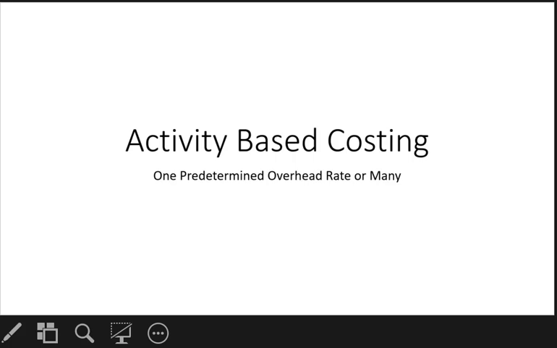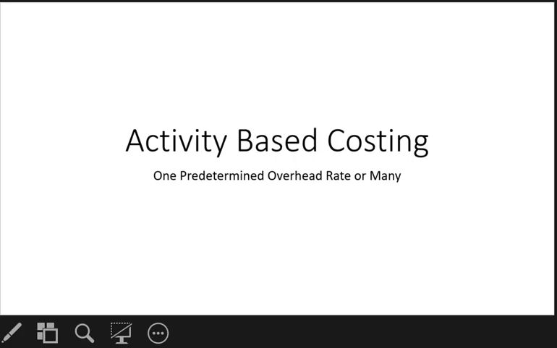So in Chapter 1 we did job costing and we learned about the idea of a predetermined overhead rate, where we take the overhead that we estimate for the upcoming year and determine a cost driver, and we divide that overhead by the cost driver to get a predetermined overhead rate. Then we use that predetermined overhead rate to allocate the overhead to the jobs.